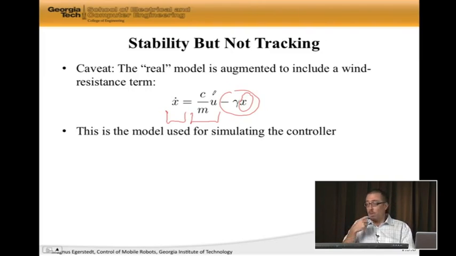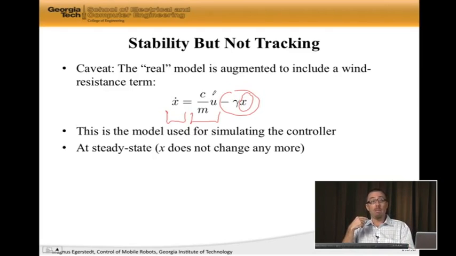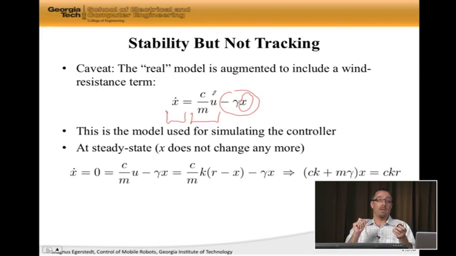And somehow the P regulator wasn't strong enough to deal with this. And in fact, let's see what happens. At steady state, so steady state means when nothing changes anymore. And if you recall from the plot, after a while, x stopped varying. At steady state, x is not varying. Well, another way of saying that is that the time derivative of x is 0. So at steady state, x is not varying, which means that this term here has to be equal to 0.